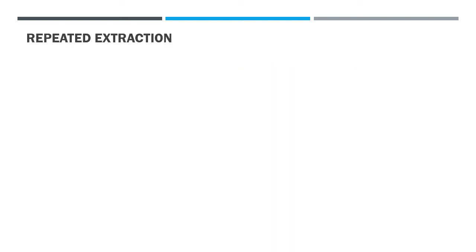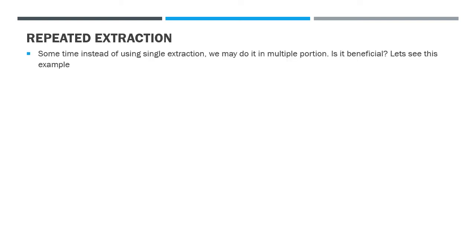Now we'll discuss a new topic, repeated extraction. That means instead of using the whole volume of extractant at once, we can use the same volume multiple times in portions. We want to see whether there is any benefit or not. Essentially we'll do it in multiple portions and look at this example.